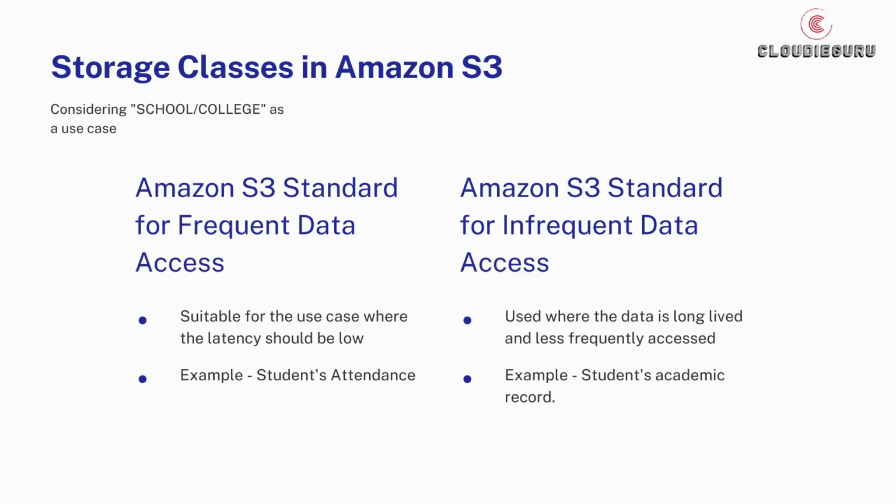One of the examples of the data that can be stored in Amazon S3 Standard for frequent data access can be students' attendance. Next is Amazon S3 Standard for infrequent data access. It is used where the data is long-lived and is less frequently accessed. An example of data that can be stored in Amazon S3 Standard for infrequent data access can be students' academic records.